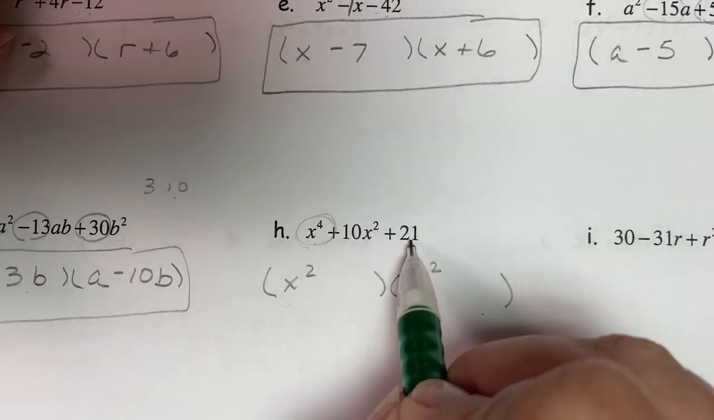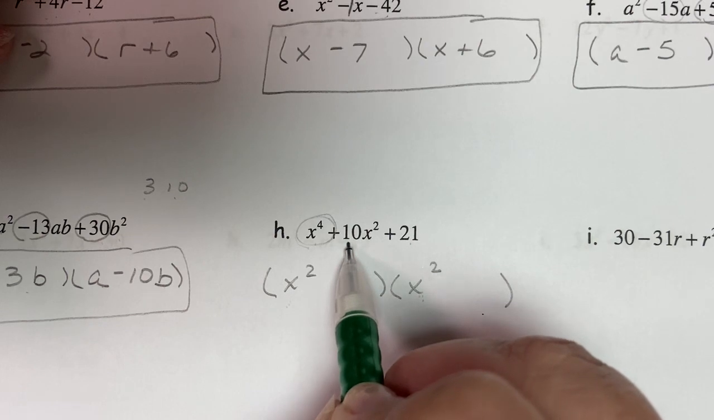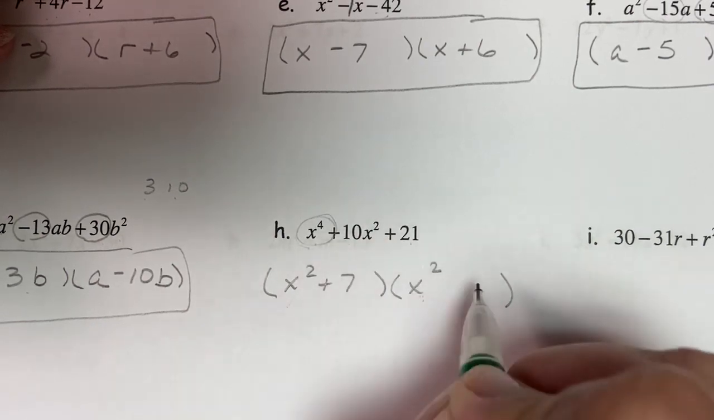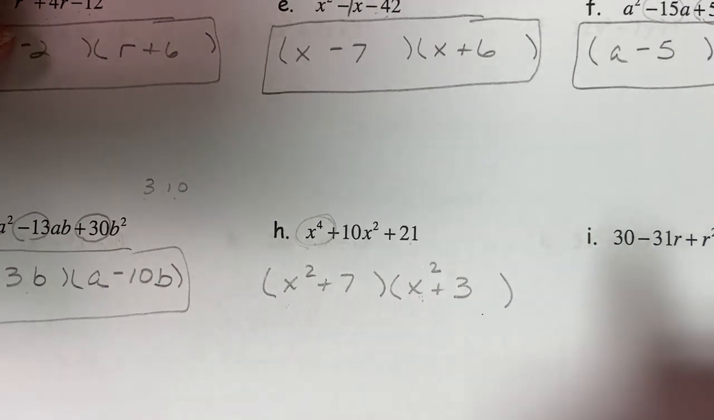What are two numbers that multiply together to get positive 21 and add together to get a positive 10? Hopefully you see that those are going to be positive 7 and positive 3.